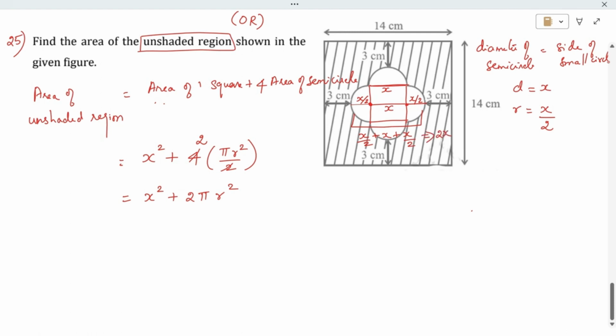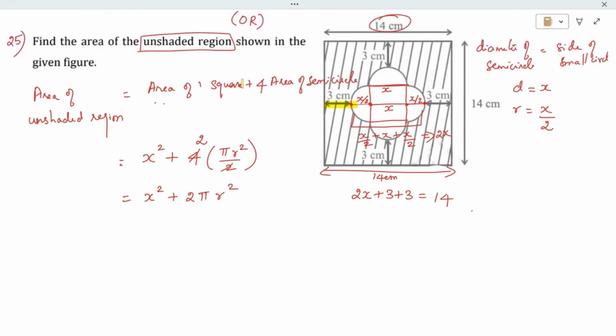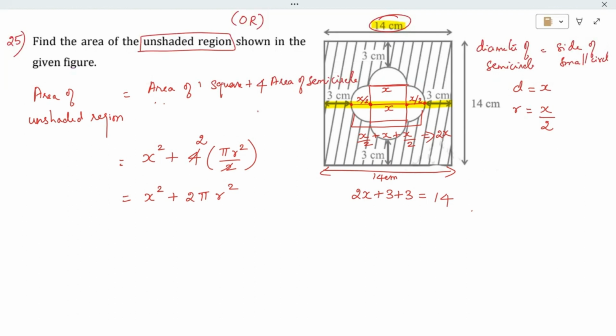So I know the length from the curve of the semicircle to the other end of the semicircle is going to be 2x, and on either side there is a width of 3 centimeter. So 2x plus 3 is going to be the bigger side of the square, that is 14 centimeter given in the figure, isn't it? So I am equating to 14. Do you understand? I am just equating this length to 14 centimeter. I'm adding all the required details. So 2x plus 6 is equal to 14.